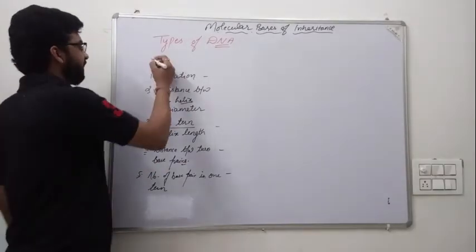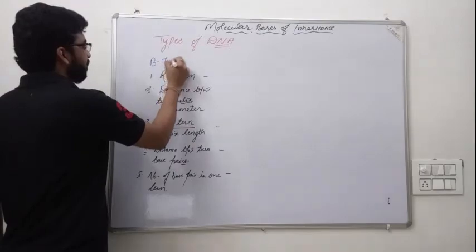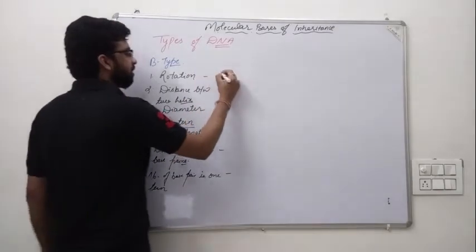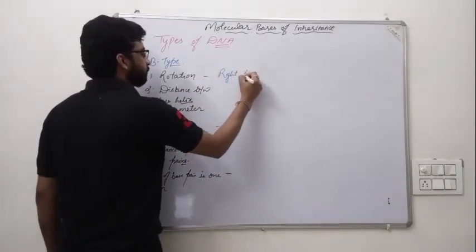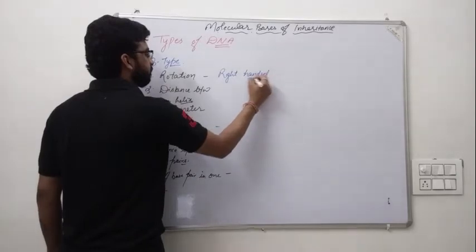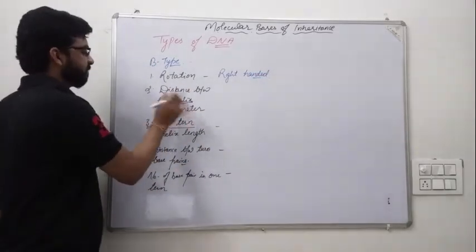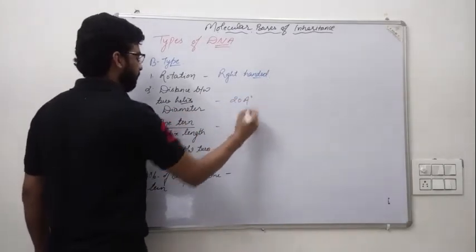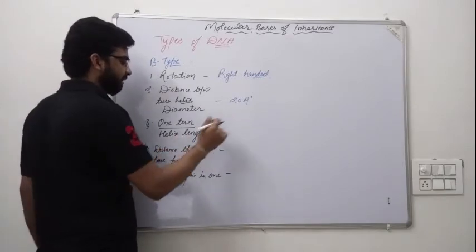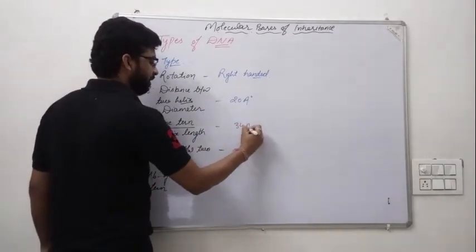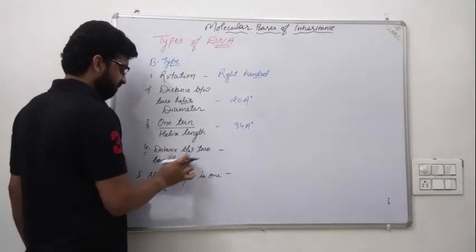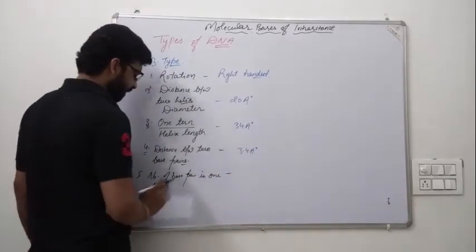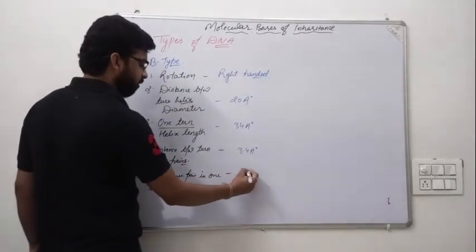The next one is B type DNA. This type of DNA is found in humans. Rotation right-handed. Distance between two helix or diameter is 20 angstrom. One turn or helix length is 34 angstrom. Distance between two base pairs 3.4 angstrom, and number of base pairs in one turn is 10.